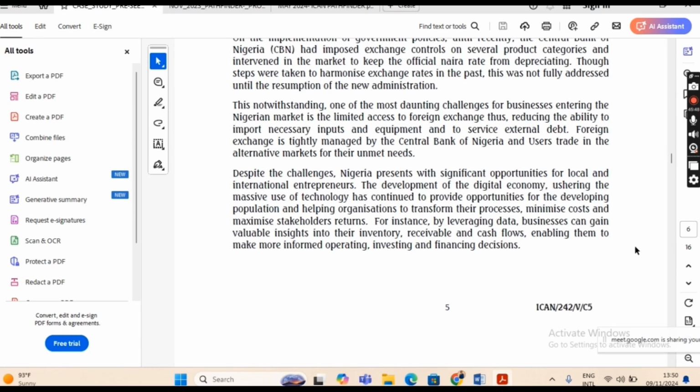We look at technology. So we see a lot of accounting software in the industry to monitor their inventory, their receivable, and also cash flow, to enable them to make an informed decision as well, despite the challenges. So this is kind of an opportunity for them. The question is, did they actually make use of all these opportunities? We don't know yet, but let's just continue.